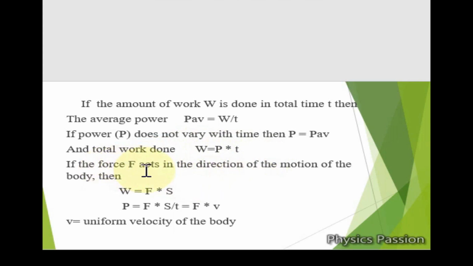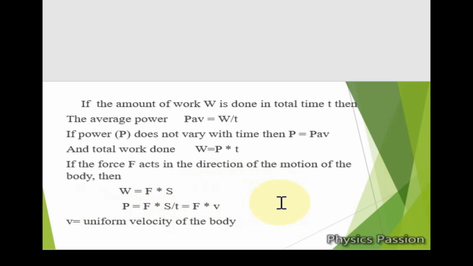Further, if a force F acts in the same direction in which the body is set in motion, then work, we know, is equal to force into displacement. And if I take this work per unit time and divide this work by time, then I will get power, F into S divided by T. Now this S upon T, that is displacement upon time, is the velocity of the body. So P is equal to F into V. So if a body is moving with uniform velocity V upon applying a force F, then we can say that power P is equal to F into V.